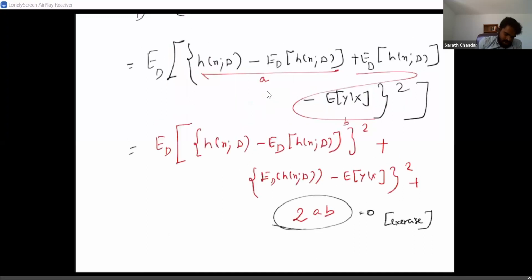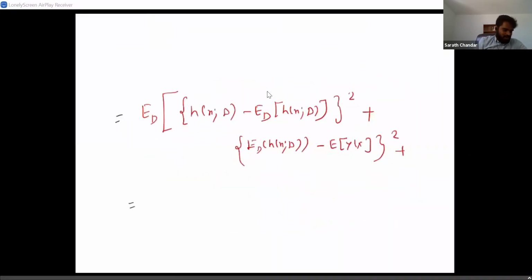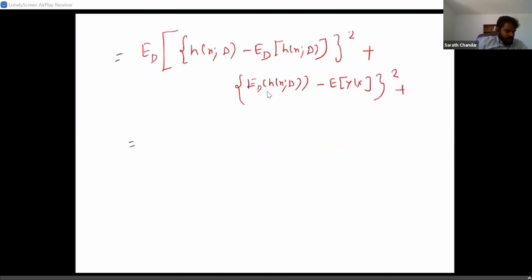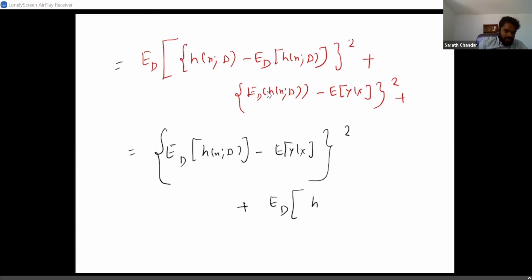Let's go back. Okay, so I think I missed bringing the expectations inside in the notes. I will fix it in the notes. But if you look at the second term, it is basically expected h of x given d minus e of y given x, the whole square, okay? And the first term should be expected h of x given d minus e of d, h of x given d, the whole square.